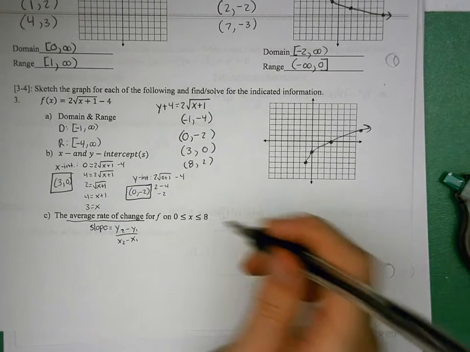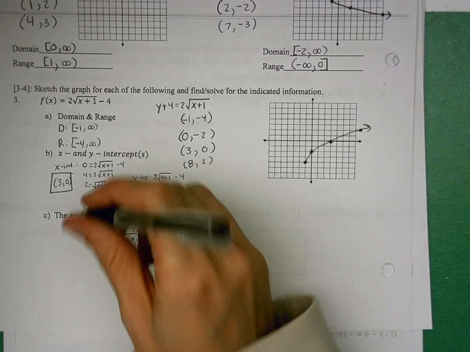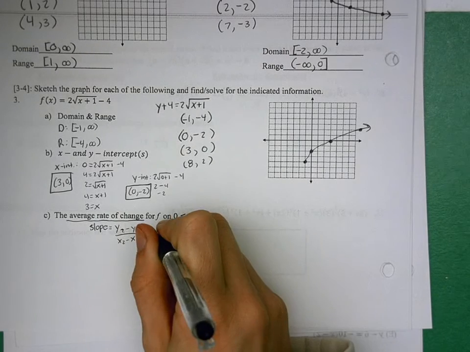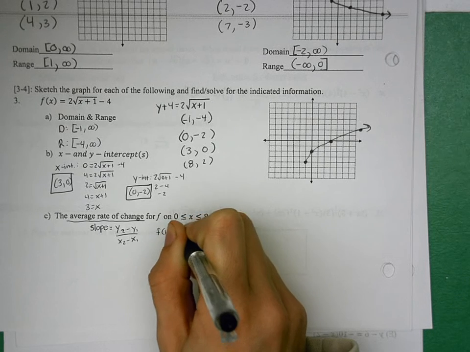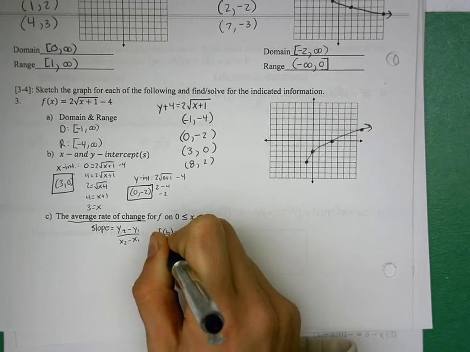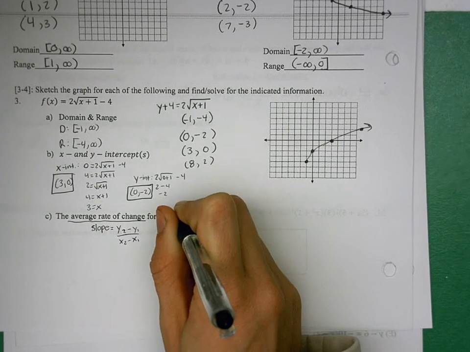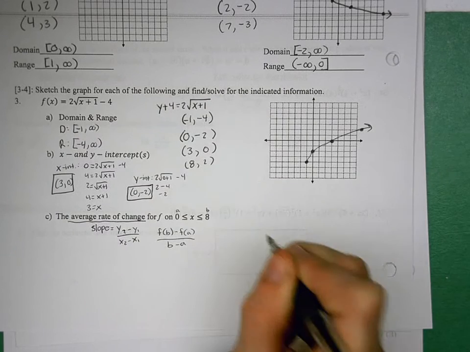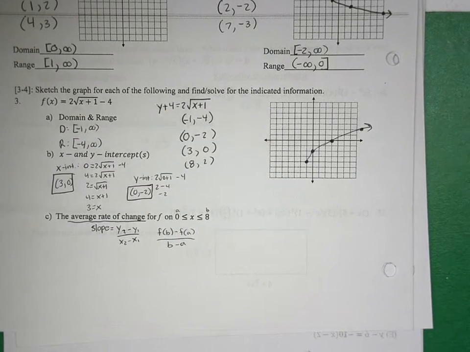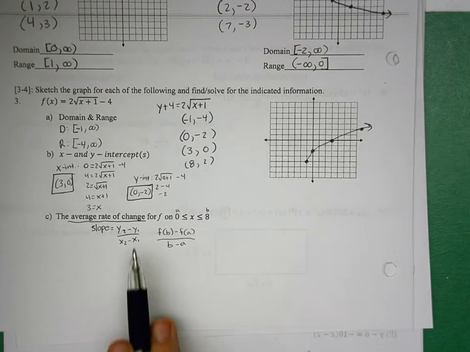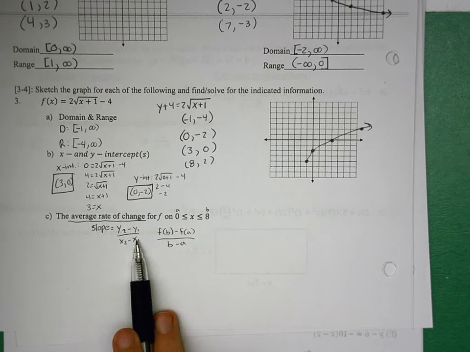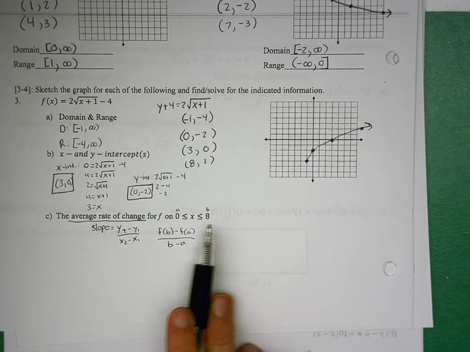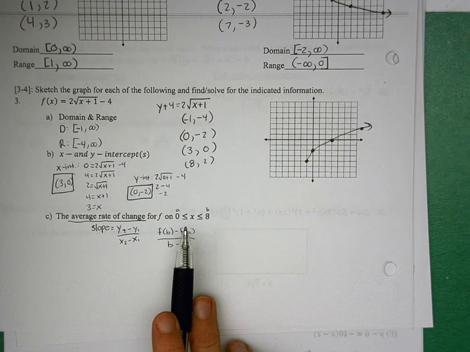Now obviously this is not a line, so we don't actually have slope. We have what's called average rate of change, and for average rate of change we do f of b minus f of a over b minus a, where 0 is your a and 8 is your b. Okay? Which is very similar. It's essentially the same thing. y2 minus y1 over x2 minus x1. My x's are 0 and 8. My y's are whatever the y's of 0 and 8 are.